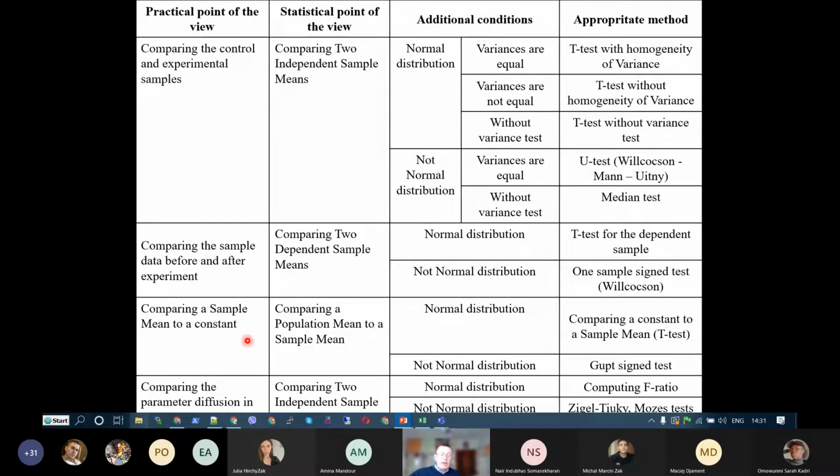We measure the same group of patients before and after taking the medicine, so statistically it's comparing dependent sample means. And if we want proof that when we take this medicine our blood pressure will drop below some specific level, it will be comparing a population mean to a sample mean. Comparing the dispersion in 2 samples will be comparing independent sample variances, like having deviation in 2 groups taking the same or different medicine.